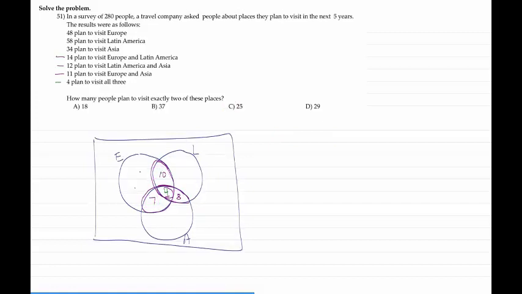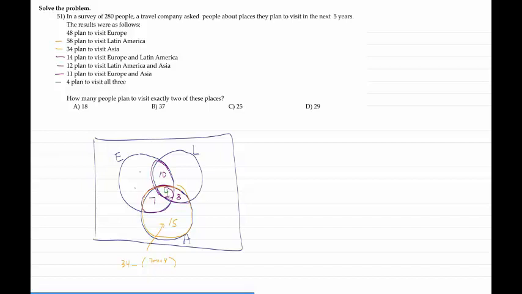Okay, so I'm going to back it up a step. Pretend like we didn't just do that number. And then let's keep going. So I know that I have 34 people who plan to visit Asia. So inside Asia, the whole circle has to total 34. So what's going to go in here is going to be 34 minus what I already have. So the 7 plus the 4 plus the 8. So I've already got 19 accounted for. So 34 minus 19, I got 15 in here.